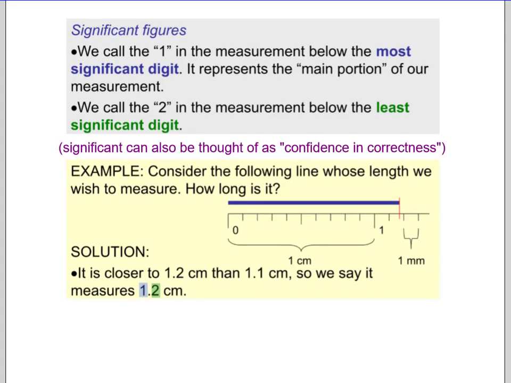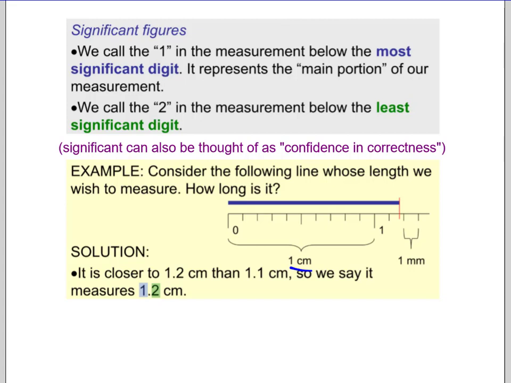Significant figures. If we look down below here, we can see we have a little ruler or meter stick, and we're measuring the blue line. The 1 for the first centimeter right here, we would call the most significant digit because it's the main portion of our measurement. I also think of it as confidence. It's the number we're most confident in.